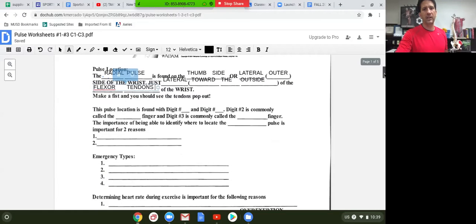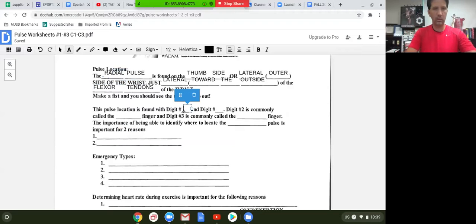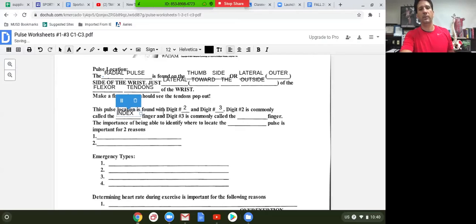The pulse location is found with digit 2 and digit number 3. Digit 2 is commonly called the index finger, and digit 3 is commonly called the middle finger.